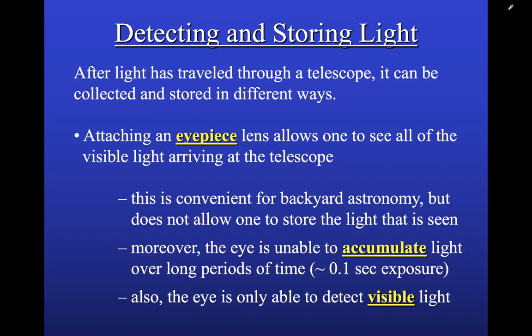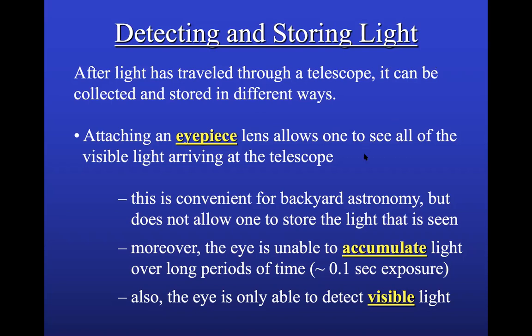But the problem with the eye is that it cannot accumulate light over a long period of time, right? The eye is normally capable of around 0.1 second exposure, not more than that. The other problem is that our eye is only sensitive to visible light. We can't look at X-rays, or IR, or other wavelengths with our eye. So we have to go for other methods.